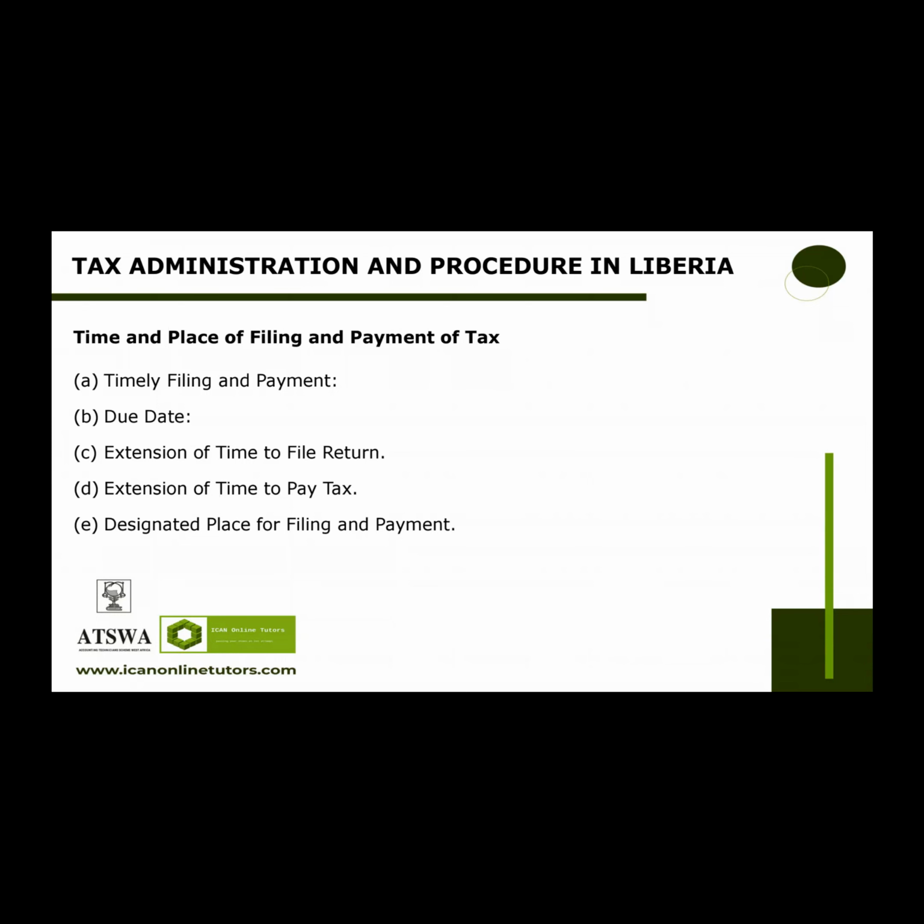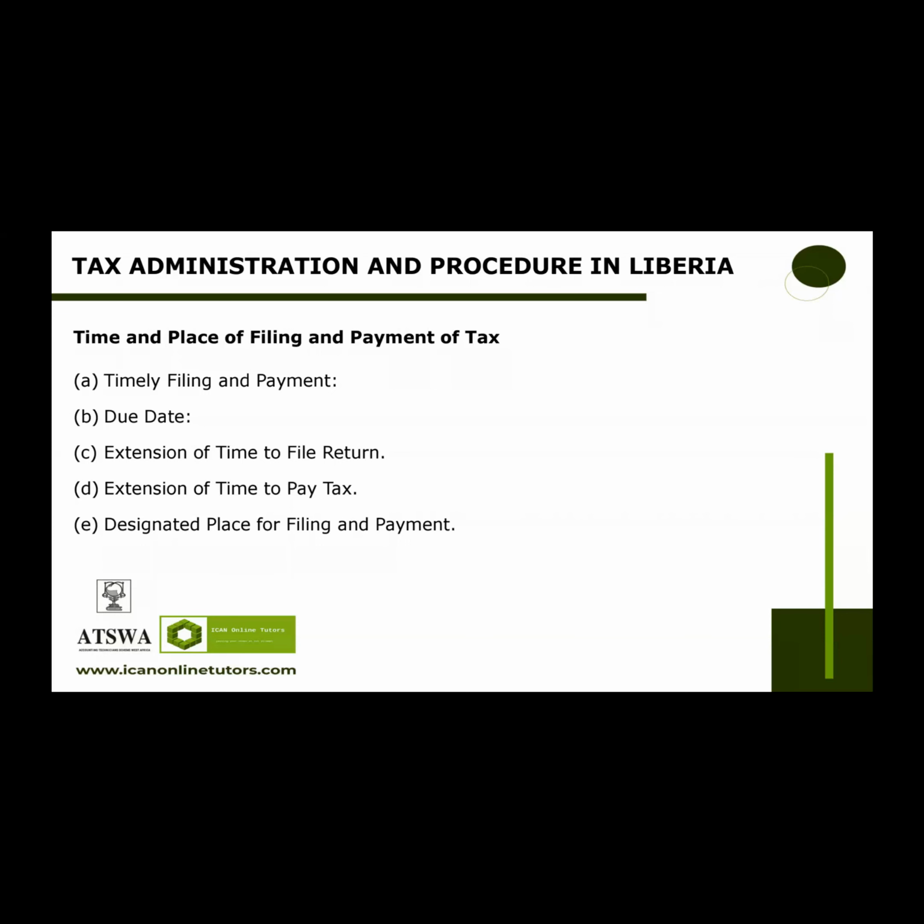Are we together? And then lastly, we have designated place for filing payment. A taxpayer's tax return and tax payments are to be received on or before the due date in the minister's office in Monrovia. Okay, so the designated place of filing in Liberia is Monrovia. So, the office is the office of the minister of tax.